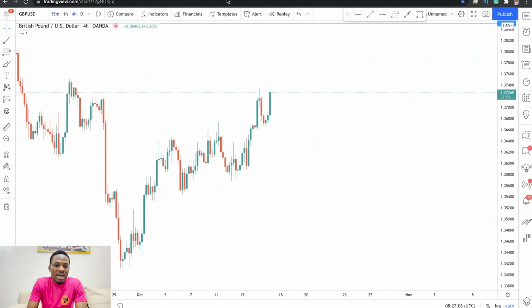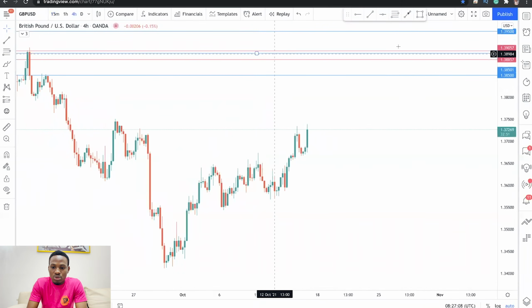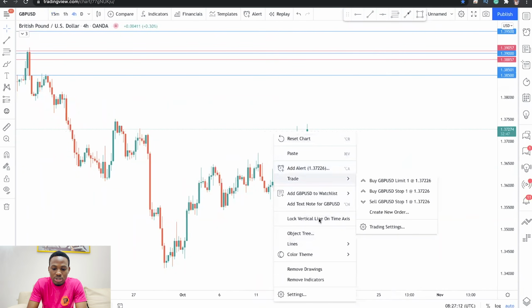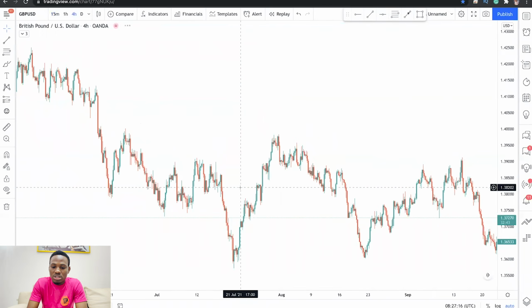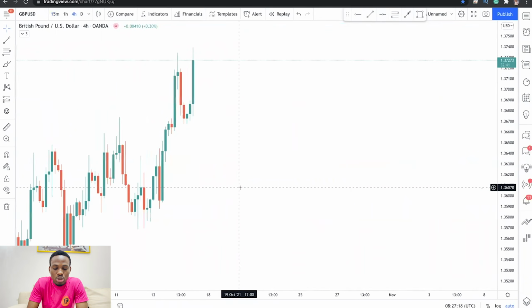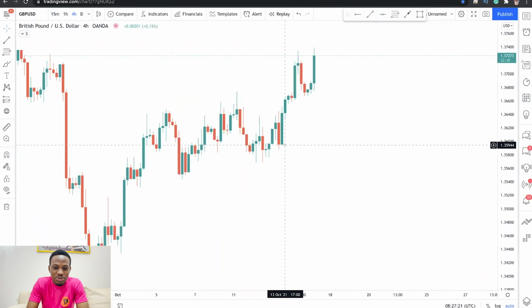That's number one criteria. Then the next thing you want to do is make sure you locate the first two H4 candles. First, let me clear all the drawing tools on my chart. So I've got nothing on my chart here. I want to make sure I locate the first candles to form for the week.